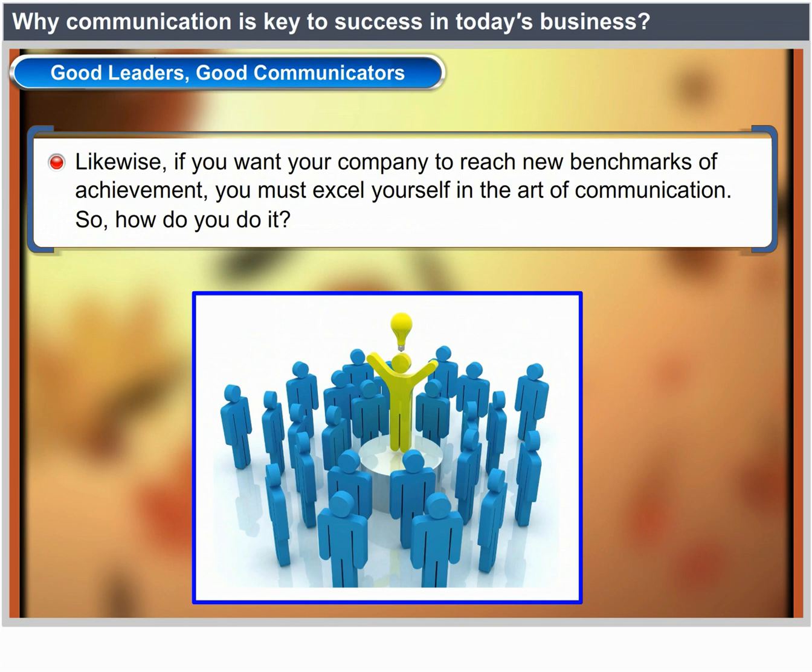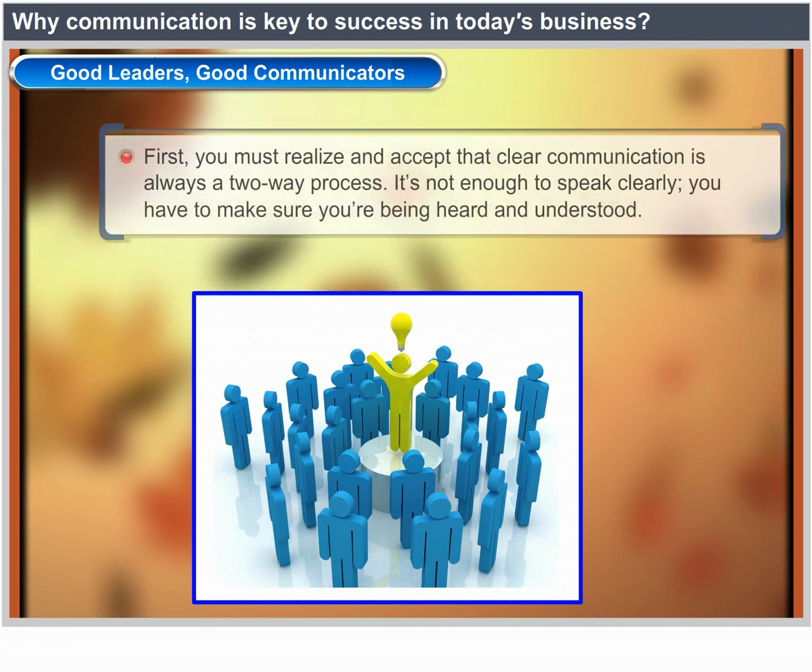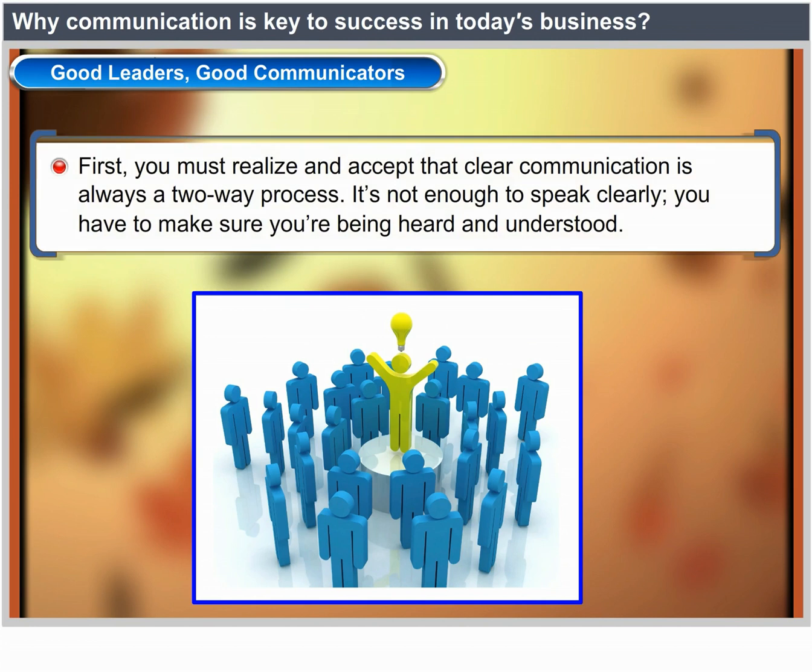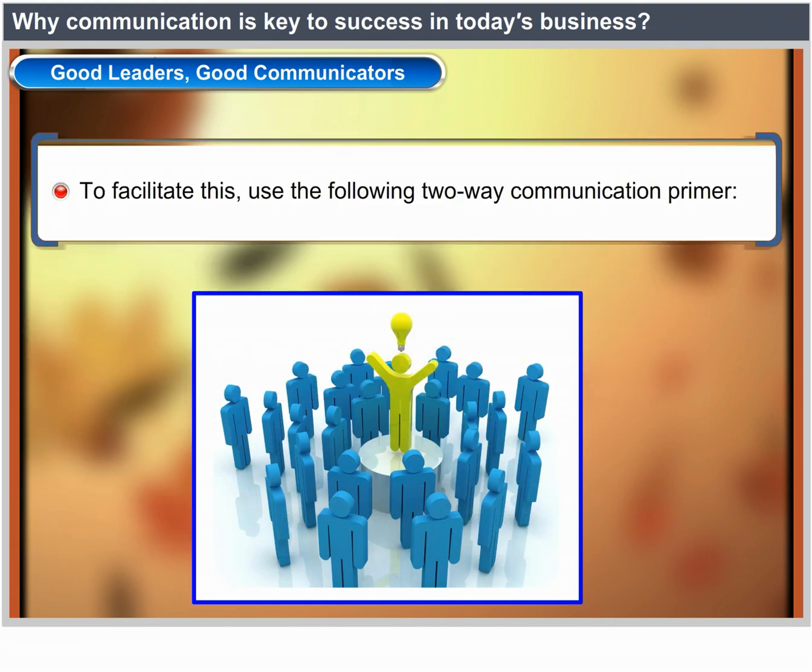So how do you do it? First, you must realize and accept that clear communication is always a two-way process. It's not enough to speak clearly. You have to make sure you're being heard and understood. To facilitate this, use the following two-way communication primer.